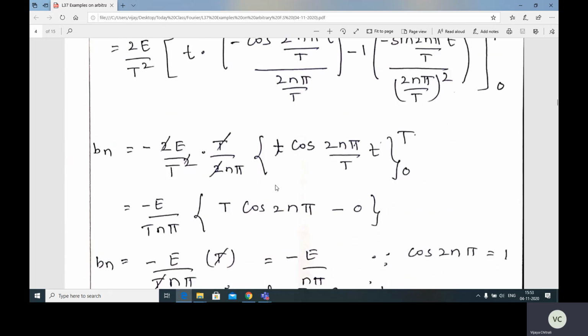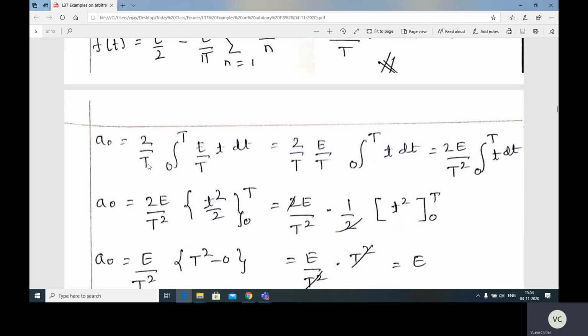Now we need to find a naught, a n, b n. So first a naught. a naught is equal to 2 by capital T integration from 0 to T. Write f of t: f of t is capital E t divided by capital T. Integrate this with respect to t. Small t is the variable, E divided by capital T is like a constant. Take it outside. So we get 2E divided by T square integration from 0 to T t dt.